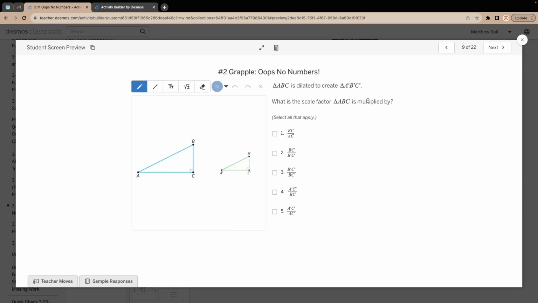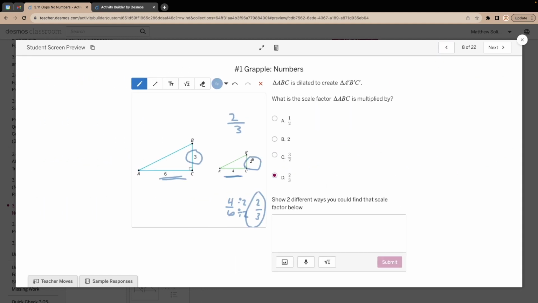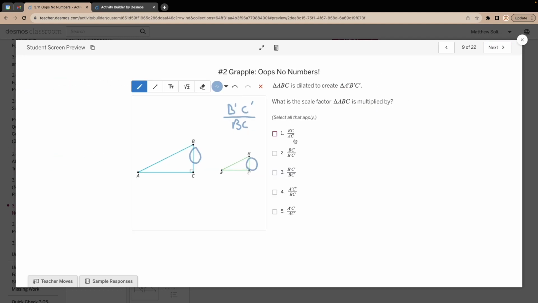All right, so what's the scale factor now? Ooh, this looks confusing, but it's the same thing. I just put the small side divided by the big side on the last one. So it's just B prime, C prime, divided by BC. That's all we did, right? With the numbers, we just did 2 over 3. So B prime, C prime over BC would work. That's all. Now, if I wanted to use A prime, C prime over AC, again, it's the same thing. We just don't have numbers, so we're just using the sides.